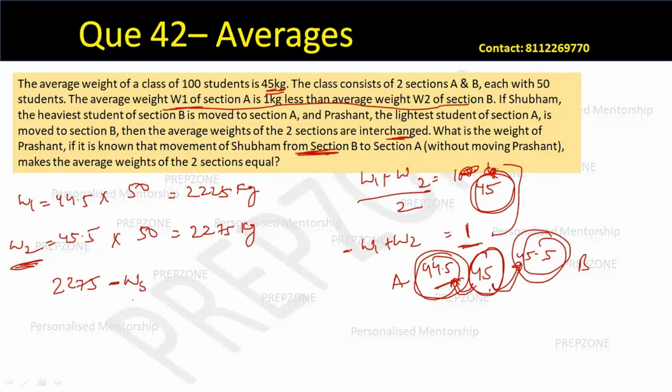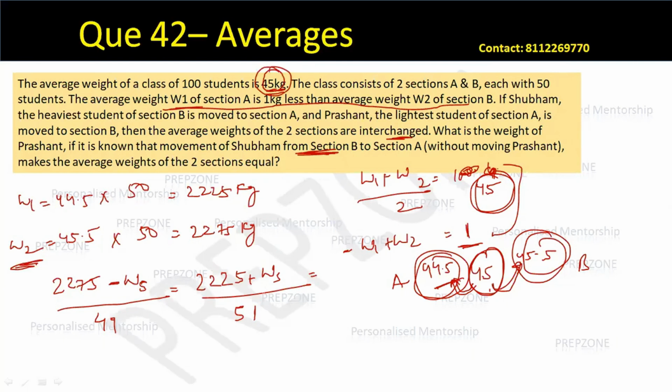Okay, this is the weight minus Shubham, divided by the number of students, which will be 49, because initially I had 50 students and I have moved one student. And this should be equal to the weight of A, which was there before, plus Shubham's weight added here, and this will be divided by 51, because initially I had 50 students and now I have increased the students by 1. Either you solve it and get W of Shubham, or you just think once: see, the average weight of 100 students was 45 kg.